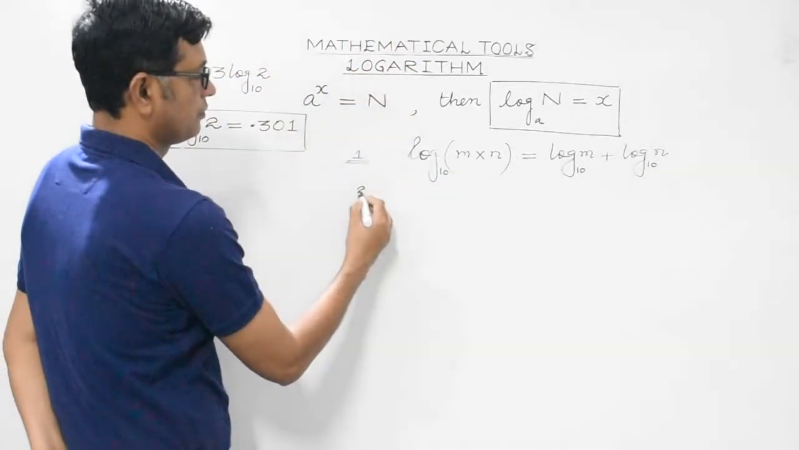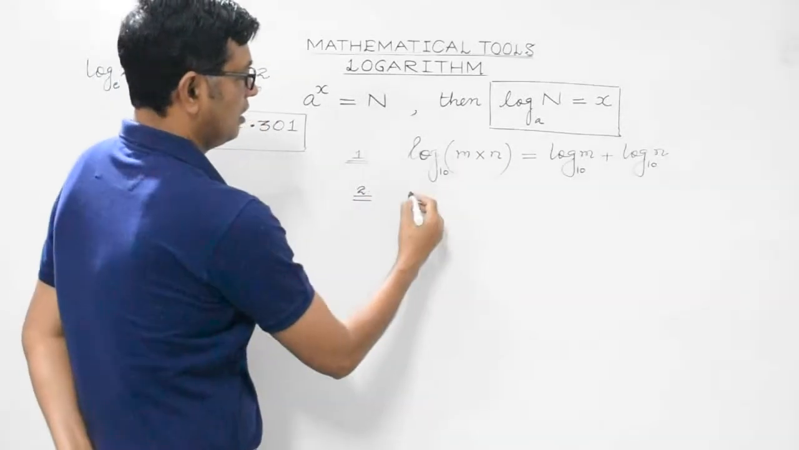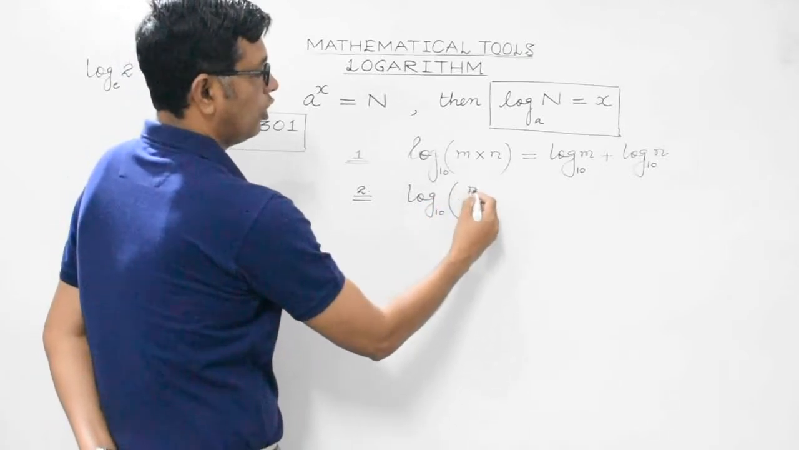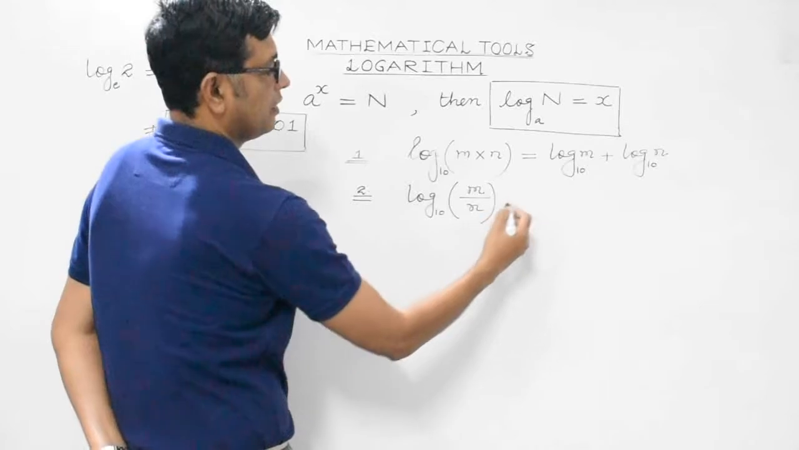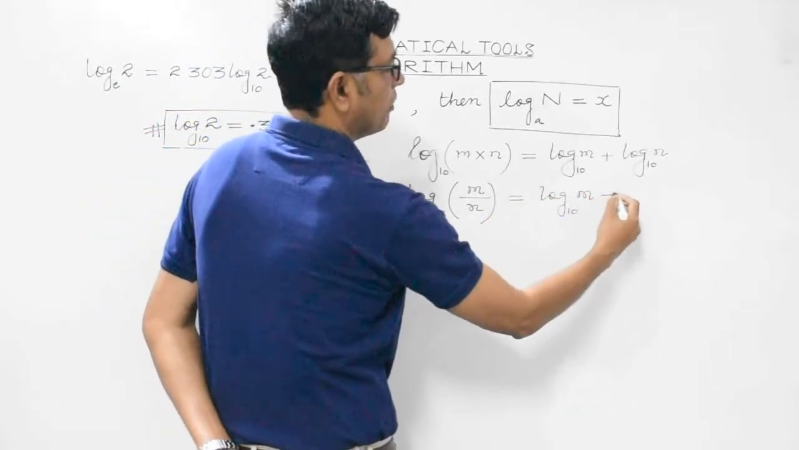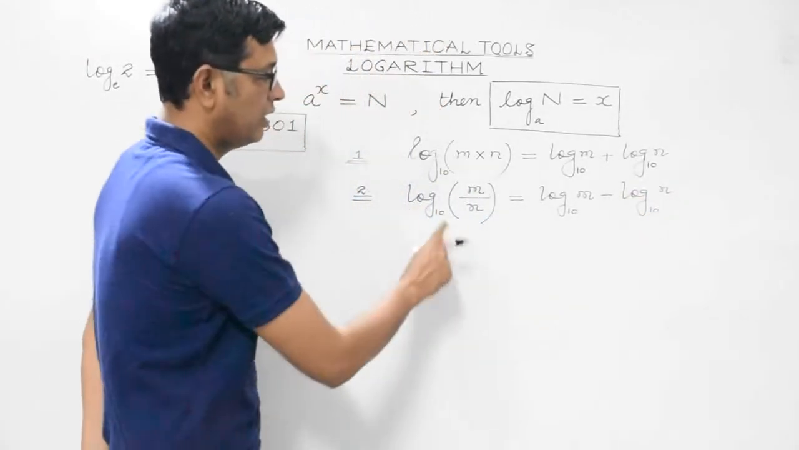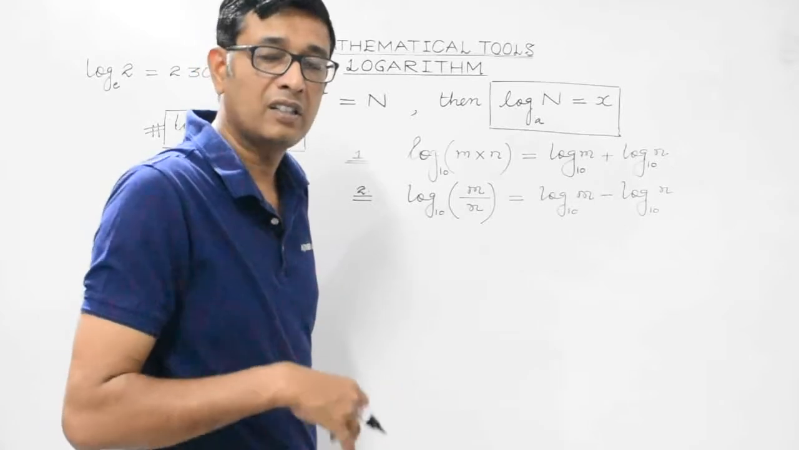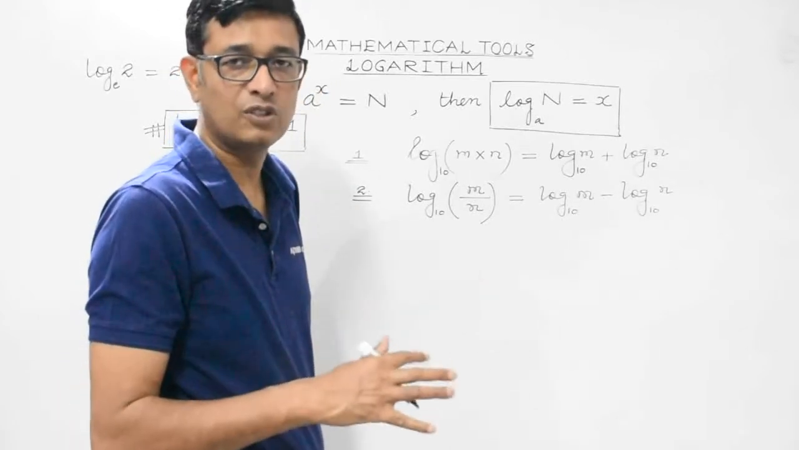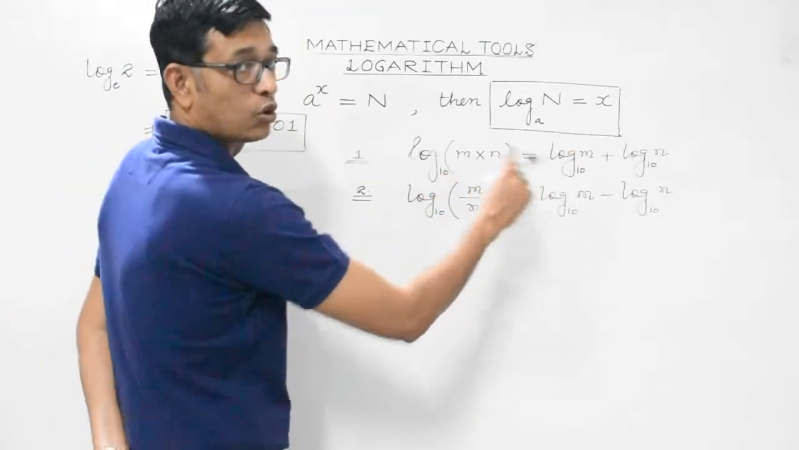Second, this is basically the product rule. Next, we'll make use of the quotient rule. So log m by n would be equal to log m minus log n. Here again I must mention, if the base is not given, it is understood that we are considering common logarithm, that is to the base 10. So this is the product rule, this one is the quotient rule.